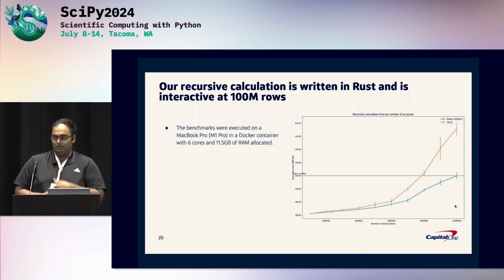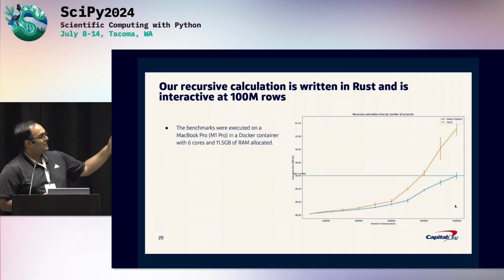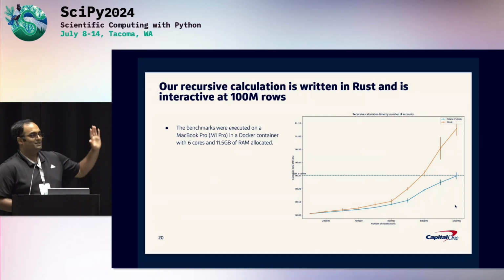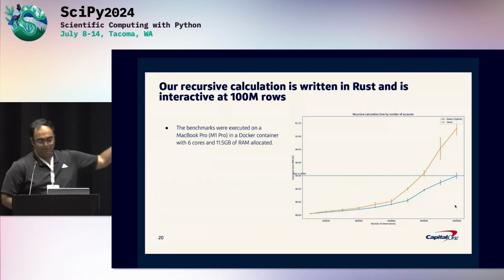The good news is, for me, having put in the effort in coding this, is that our recursive calculation in Rust outperforms Numba by a significant margin, or at least not statistically significant. Please don't come after me. Personally significant margin.